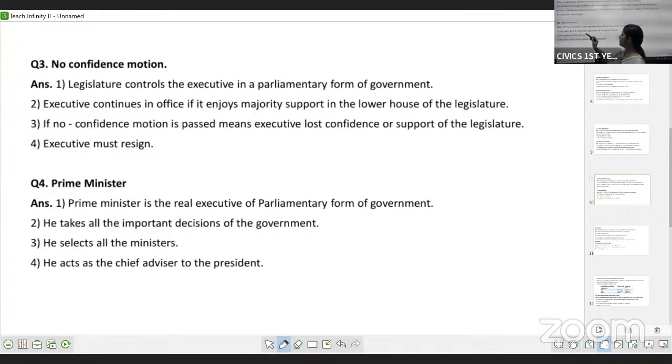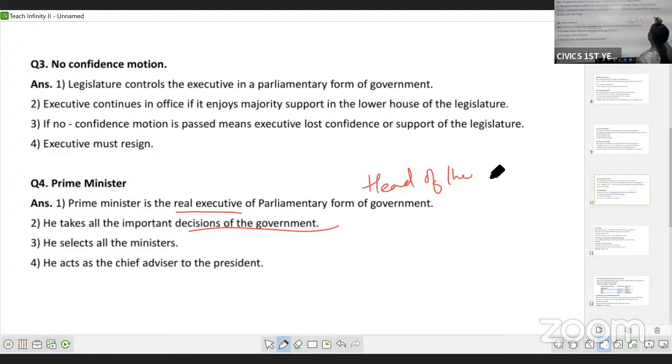Next is Prime Minister. Prime Minister is the real executive in the parliamentary form of government. He takes all the important decisions of the government. He is the head of the government. He will select all his ministers and he is the advisor to the president. Whatever decisions are taken by the prime minister have a lot of importance. I hope I am clear with this question.